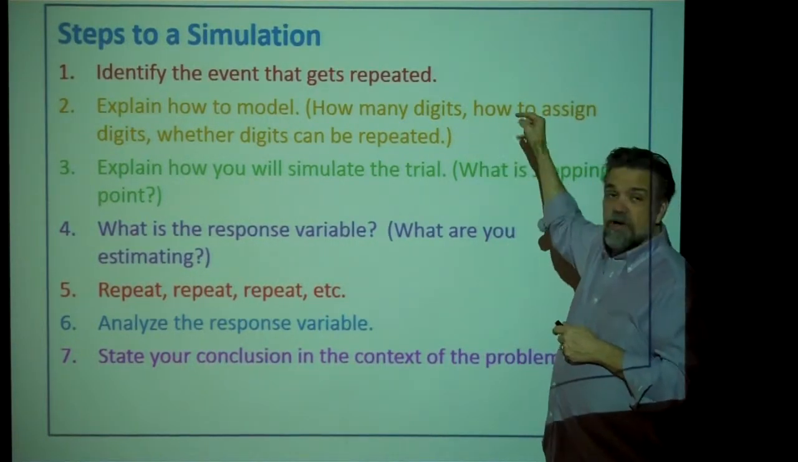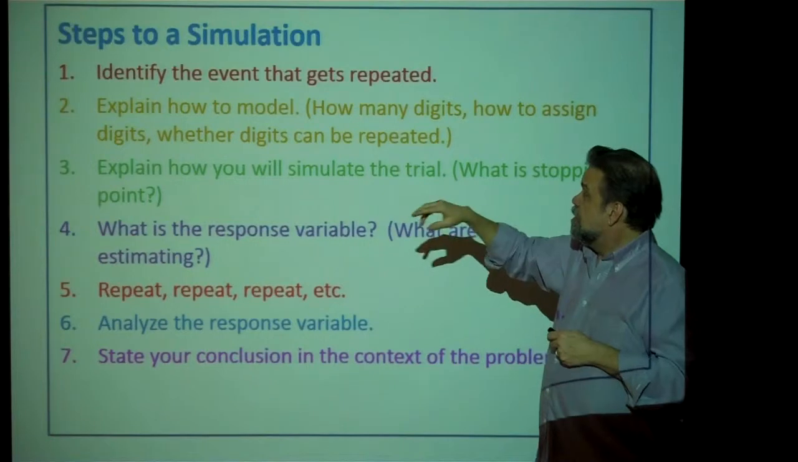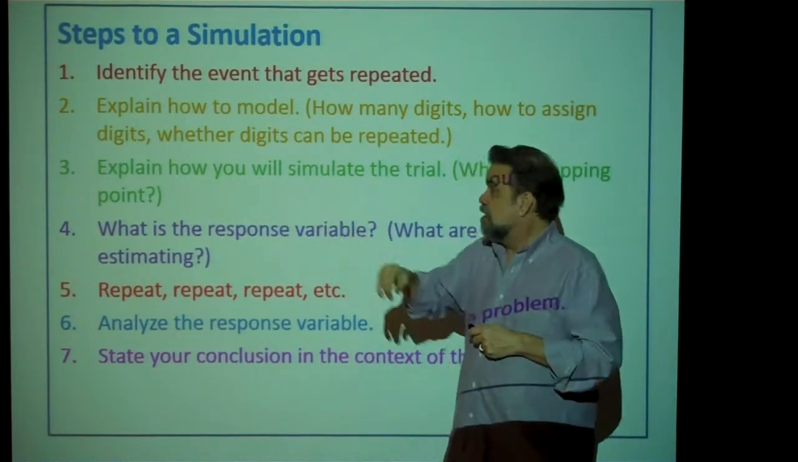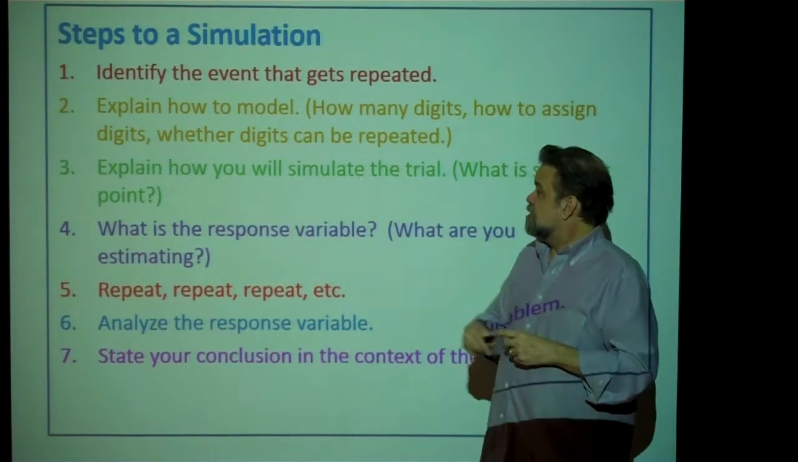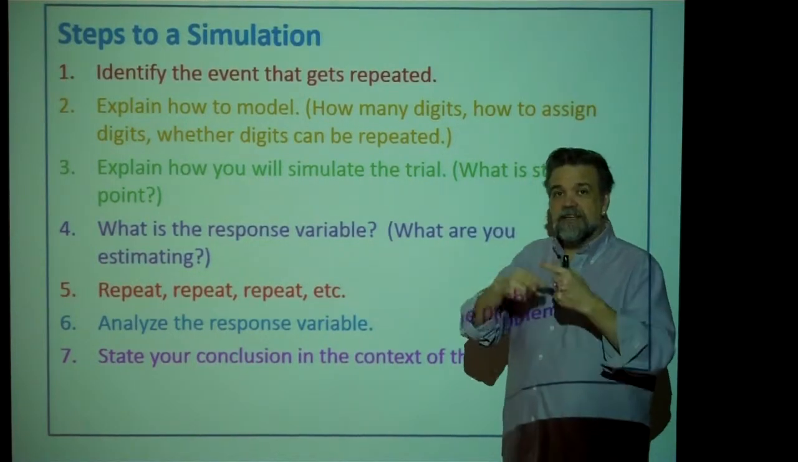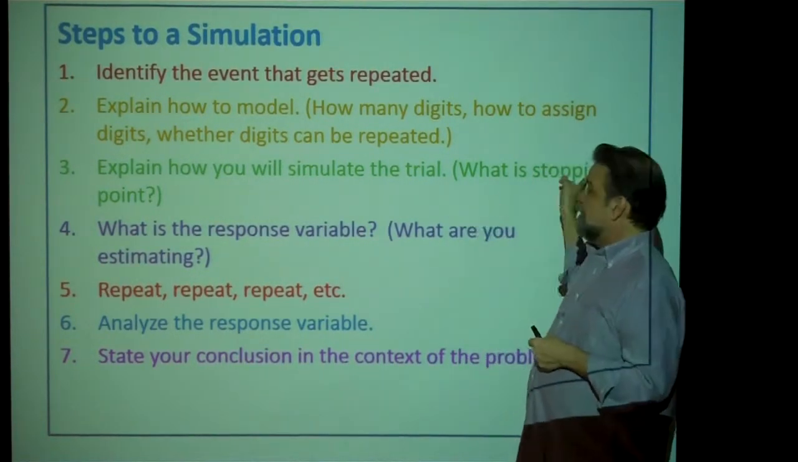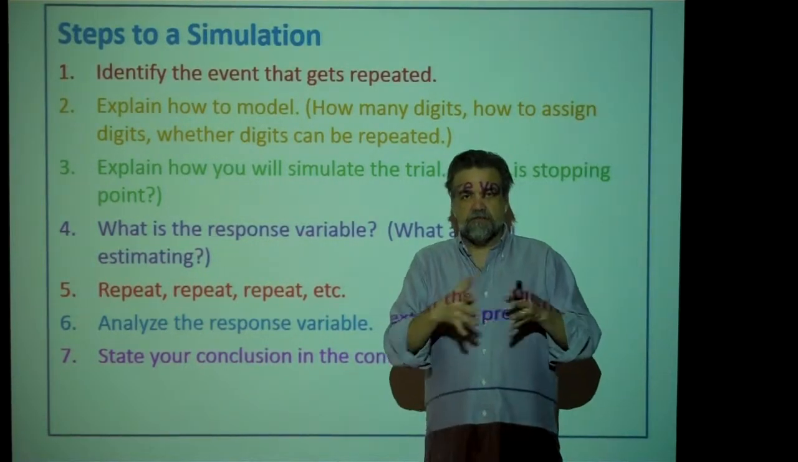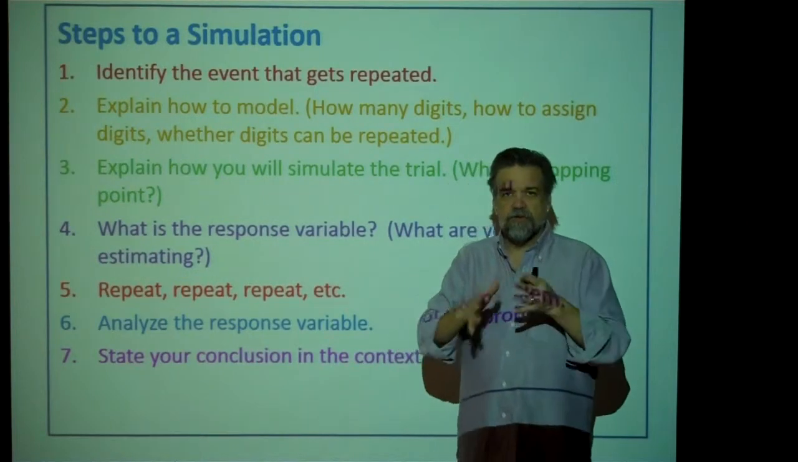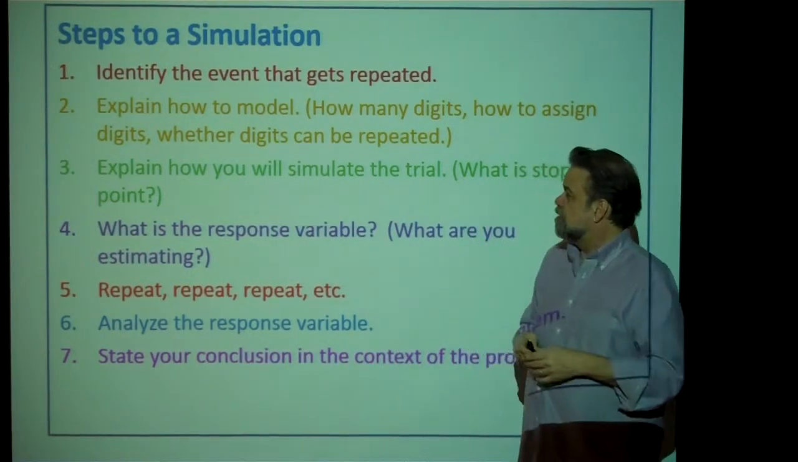This is also where you figure out how you're going to assign your digits, whether the digits can be repeated or not, if there are any digits you're going to ignore or not. Third, explain how you're going to simulate each trial, and in particular, what is the stopping point? At what point do I stop that particular trial and tally up, count up, or determine whether it met the criterion or not.